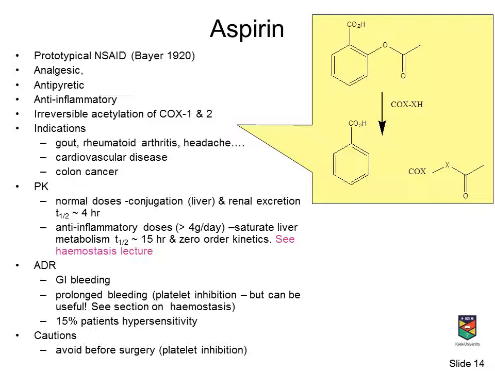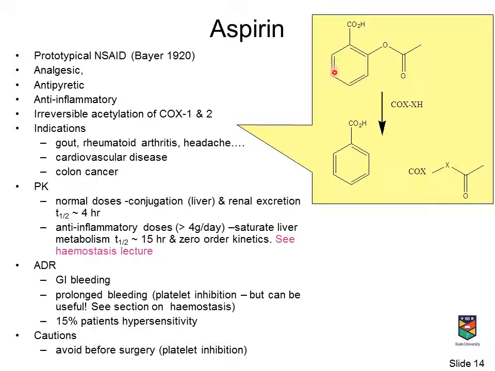So the first NSAID we need to think about is one you're all familiar with, aspirin. It was developed a long time ago, in 1920, and it's analgesic, antipyretic, so it lowers fever, and it's anti-inflammatory. And it works by inhibiting cyclooxygenase 1 and 2, and it does so irreversibly.